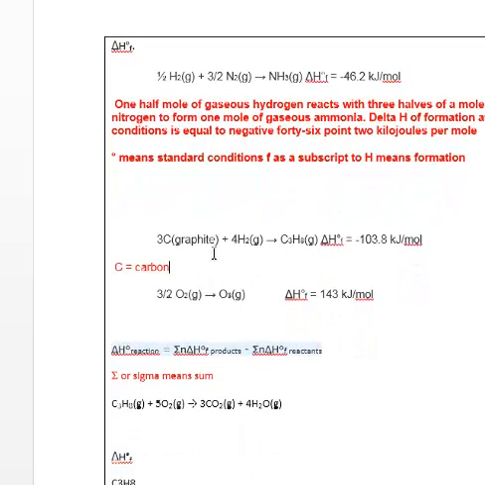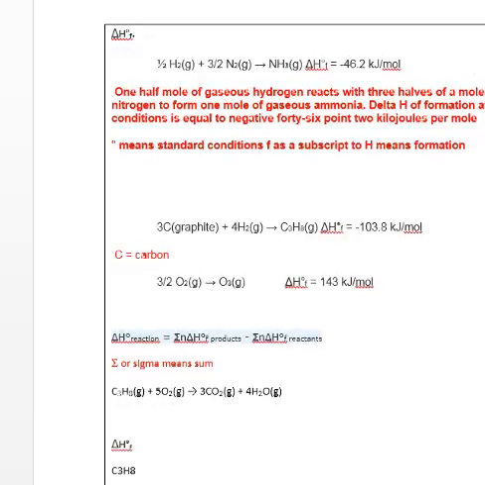3 moles of carbon graphite plus 4 moles of gaseous hydrogen goes to 1 mole of C3H8 gaseous. Delta H of formation at standard conditions equals negative 103.8 kilojoules per mole. 3/2 moles of gaseous oxygen goes to O3 gaseous. Delta H of formation under standard conditions equals 143 kilojoules per mole.